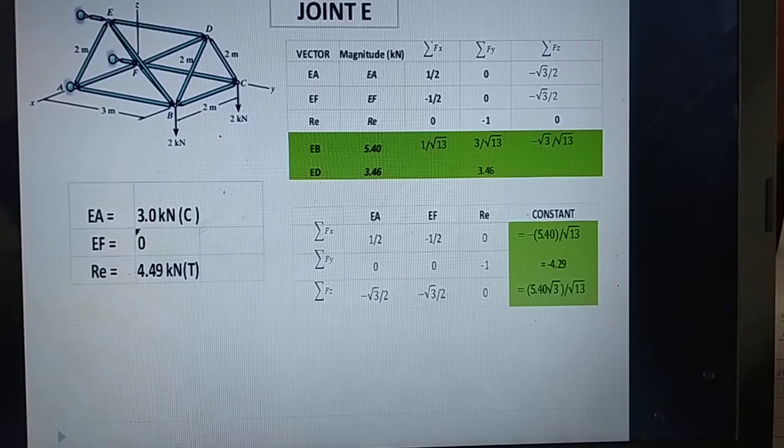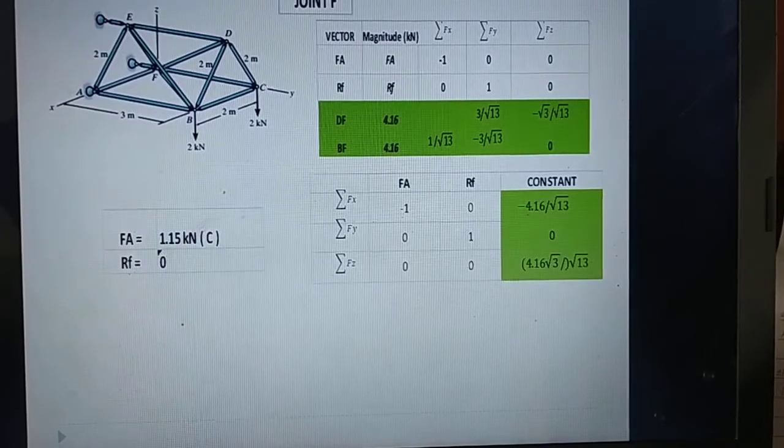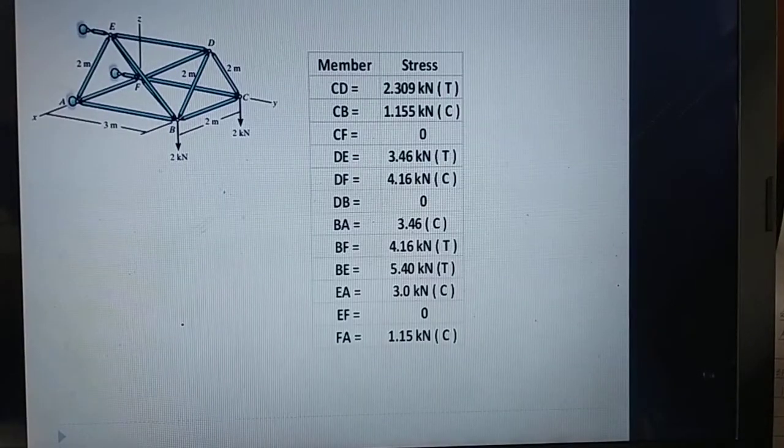Then for joint A, I get the member AE, AF is 0, and this is RF having the 4.49 magnitude, and for the remaining joint F, FA. So I sum up all the stresses in the table. That's all.